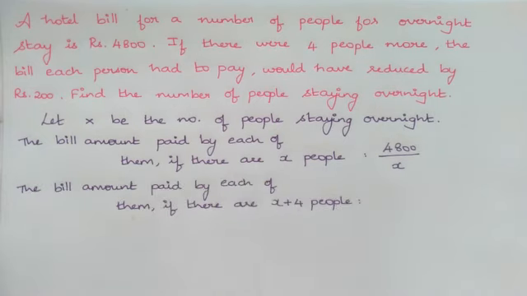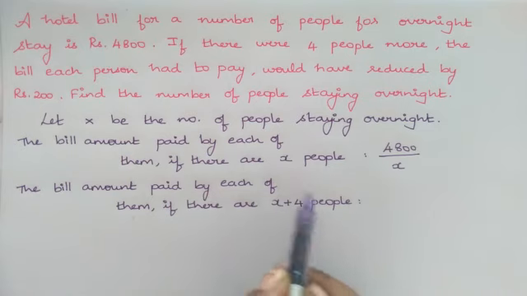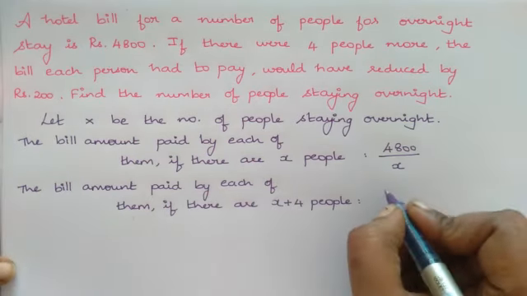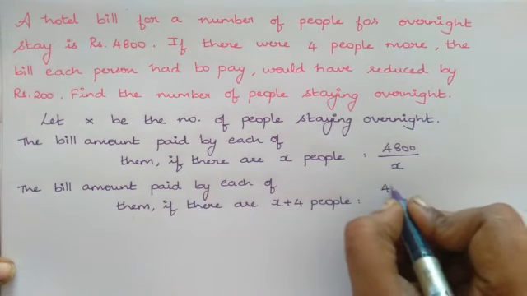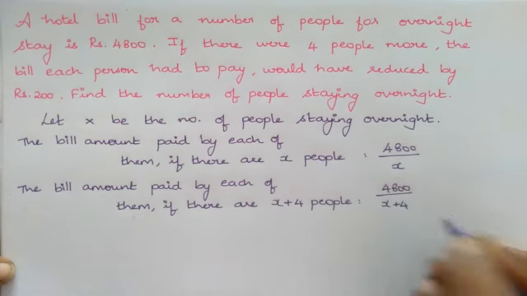Next case, now see 4 of them. If suppose 4 of them were additionally present in the room, then the total number of people will be, instead of X, additionally 4 of them, so X plus 4. Now what happens to the bill amount? It will be shared by X plus 4 of them. So the total amount is being shared among X plus 4 people.